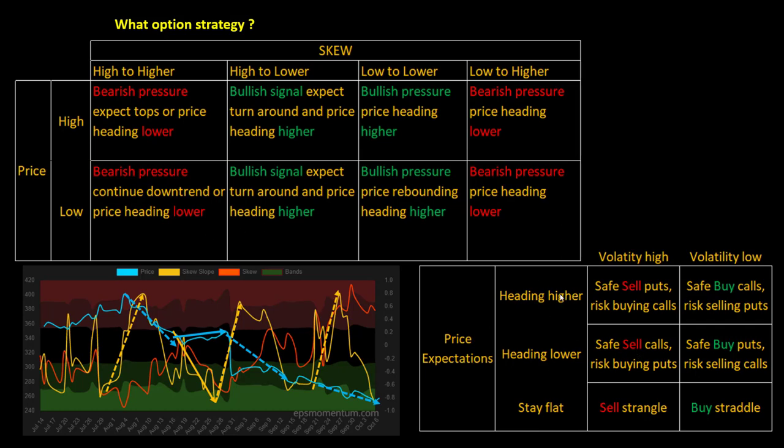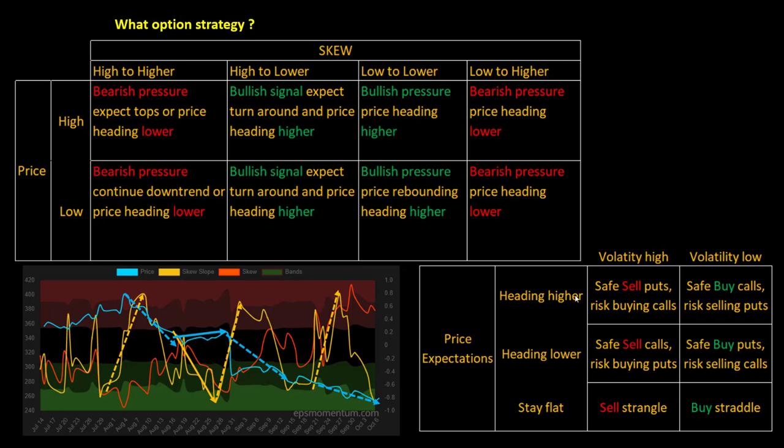If you think the price is heading higher and the volatility is high, so you have another chart on the widget that lets you have a look at the volatility, then what do you do here? It's very simple. Heading higher, high volatility: you can safely sell puts. Why? Because the option is expensive, the volatility is high, and the stock is heading higher. So the safest bet you can do is sell puts, or put spreads. The risky bet somewhat is to buy calls.